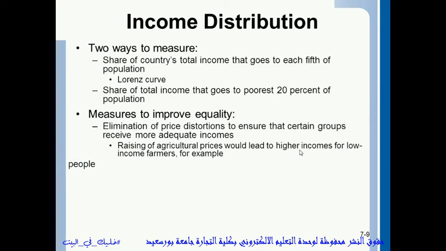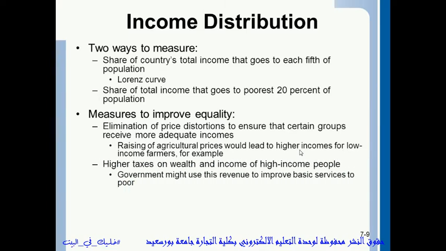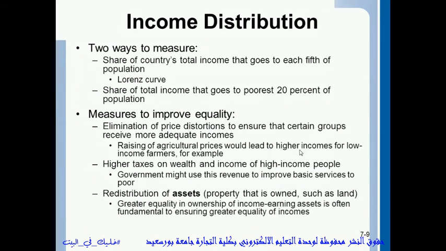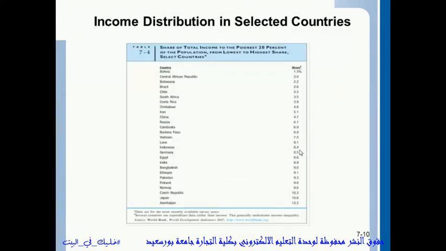For example, a higher tax on the wealth and income of high-income people. The government might use this revenue to improve basic services to the poor. Redistribution of assets, property that people own, such as land. Greater equality in ownership of income-earning assets is often fundamental to ensure greater equality of income. And table 7.4 gives data about income distribution in some countries.